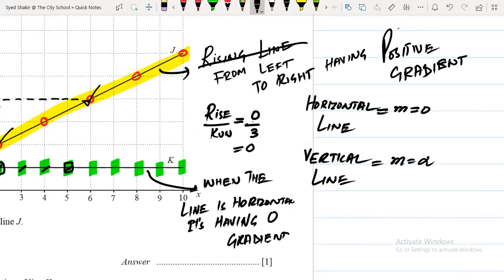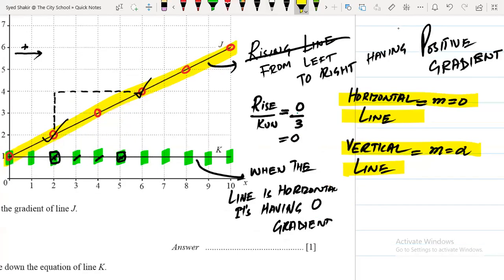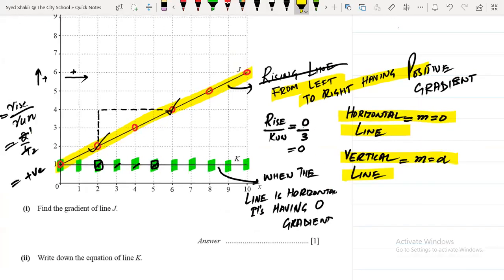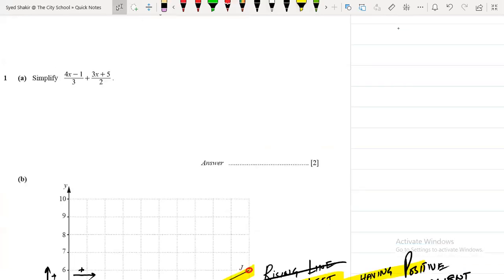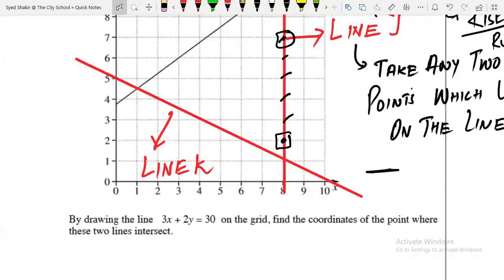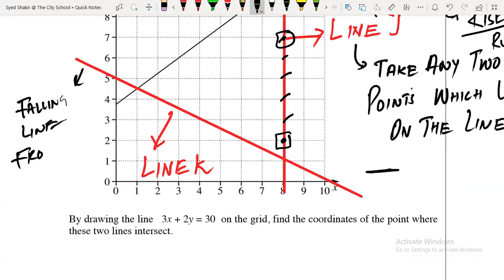Number 1, we have done a horizontal line, 0 gradient. Vertical line, undefined gradient. A rising line from left to right, positive gradient. Now the fourth type of line: if there is a falling line from left to right, then what will be the gradient? Like line K, the red line. Line K is a falling line from left to right.